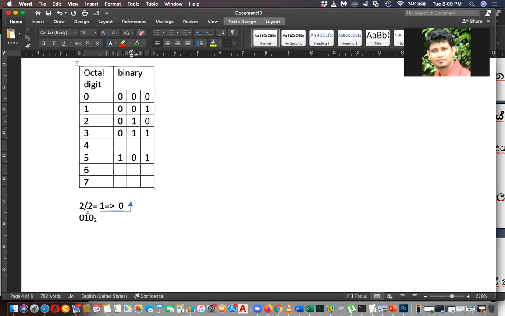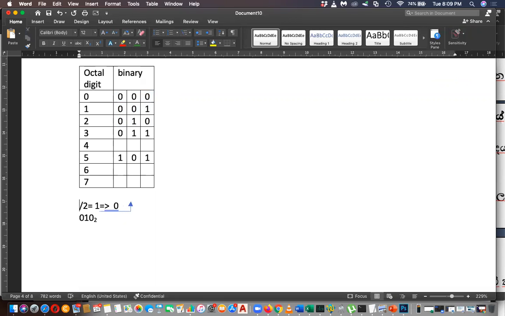So what Shamin was asking: how to divide 0. When you divide 0, it is 0 remainder 0, which means 00. When you divide 1, it is 0 remainder 1, which means 01. When you divide 2, it is 1 remainder 0, so 1 remainder 0 gives 10. When you divide 3, it is 1 remainder 1, so you can write 11.